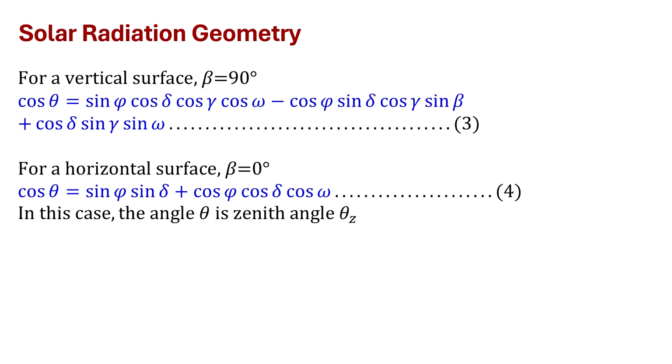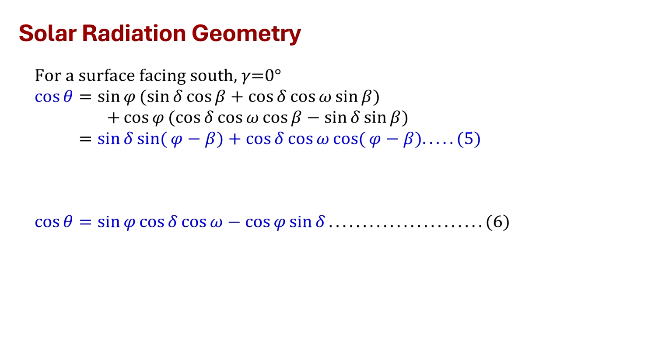So, we can approximate this cos theta for a variety of cases. For example, for a vertical surface where beta is equal to 90 degrees, cos theta can be simplified because all the cos beta terms will become 0. So, this equation gets simplified to this form. For a horizontal surface, it becomes even easier because sin beta becomes equal to 0. So, it just boils down to sin phi sin delta plus cos phi cos delta cos omega, and for a horizontal surface the angle theta will become the zenith angle, okay, because both the surface normal and horizontal normal will remain the same. As a result, theta will be nothing but theta z.